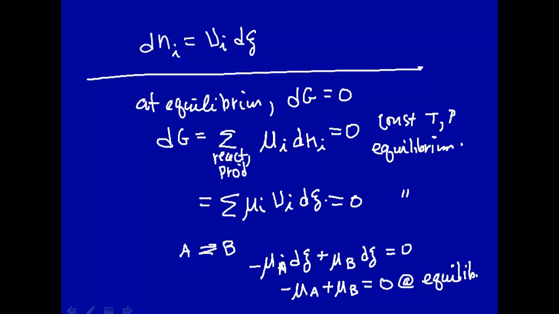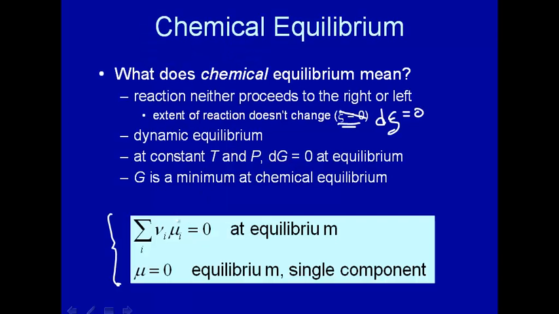Or in other words, at equilibrium for this A goes to B reaction, the chemical potential of A is equal to the chemical potential of B. All right, so that's an interesting finding. Let's see, is that what we said here? Well, yeah, so we're sort of going here. I'm not quite sure what this means. Equilibrium single component. Well, I guess that just means you have one component, not A goes to B, but in fact just A. The chemical potential at equilibrium of that one component would be 0.